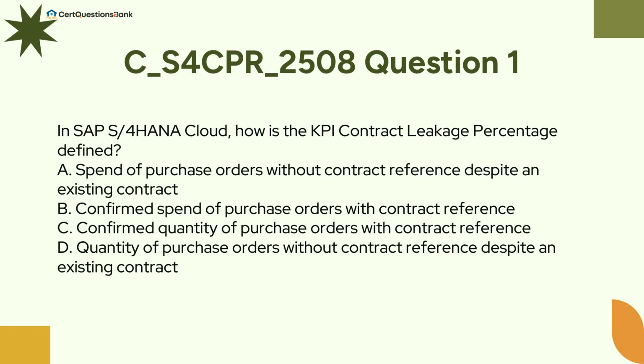In SAP S/4HANA Cloud, how is the KPI contract leakage percentage defined? A. Spend of purchase orders without contract reference despite an existing contract. B. Confirmed spend of purchase orders with contract reference. C. Confirmed quantity of purchase orders with contract reference. D. Quantity of purchase orders without contract reference despite an existing contract.